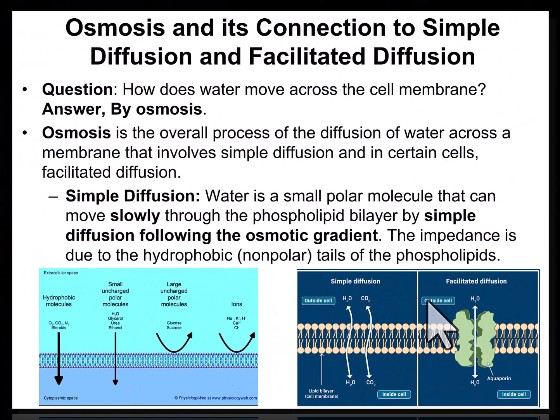In this video, we're going to be going over osmosis and its connection to simple diffusion and facilitated diffusion. If you're ever asked the question, how does water move across a cell membrane? The answer is going to be osmosis. But remember, osmosis is just the overall process of the diffusion of water across a membrane.